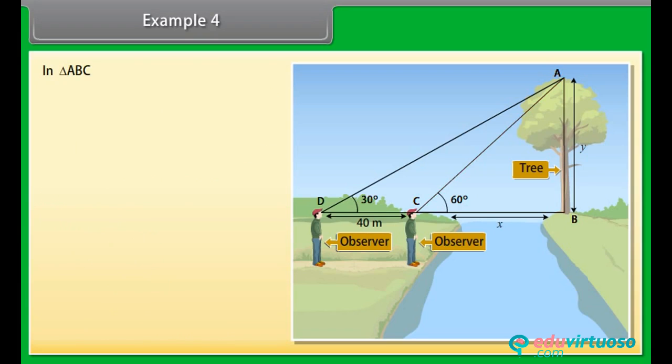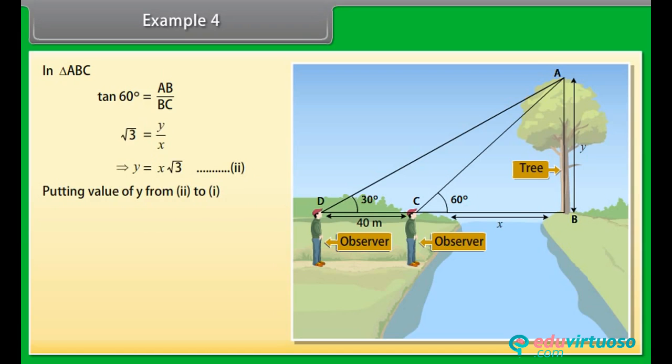In triangle ABC, tan 60 degree is equal to AB upon BC, that is square root of 3 equals y upon x, which implies y is equal to x into square root of 3. Equation 2. Putting the value of y from equation 2 in equation 1, we get x plus 40 is equal to x into square root of 3 whole into square root of 3, which equals 3x.